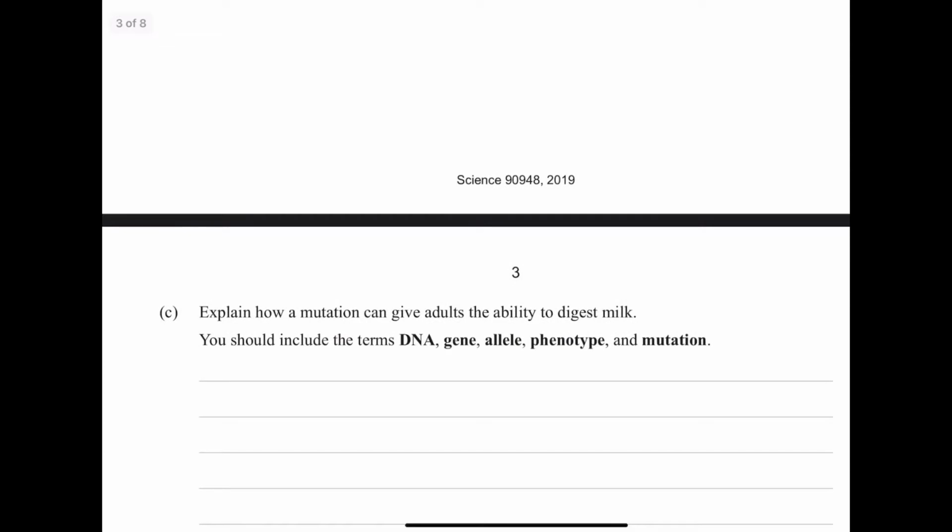Question C. Explain how a mutation can give adults the ability to digest milk. You should include the terms DNA, gene, allele, phenotype, mutation. Okay. So the ability to digest milk and the ability not to digest milk is dependent on the mutation. So if you do have a mutation, it'll give you the ability to digest milk. So in your answer, you should define all these terms here.